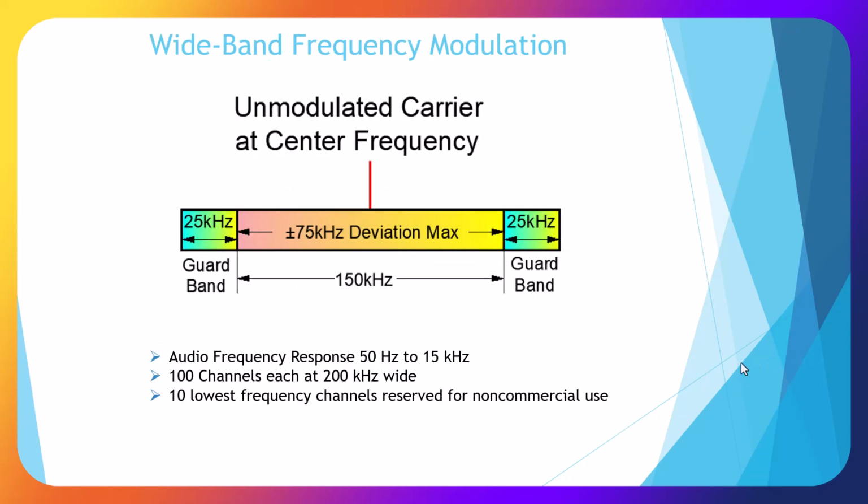Okay, here's our unmodulated carrier at center frequency. So what we had shown was a wideband, so it has a plus or minus 75 kilohertz deviation, which is a total of 150 kilohertz. And we have a guard band on each side of 25 kilohertz. And our audio frequency, again, is 50 hertz to 15 kilohertz. We have 100 channels of FM wideband, and they're 200 kilohertz wide. And the 10 lowest frequency channels are reserved for non-commercial use.